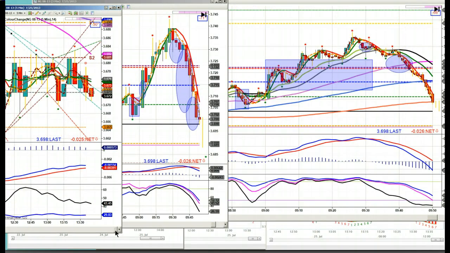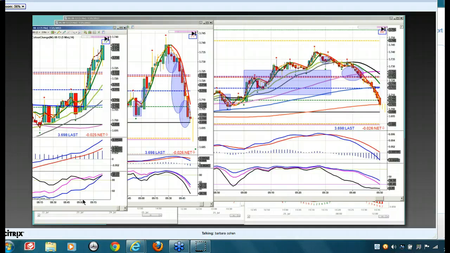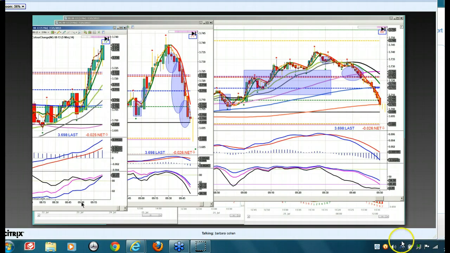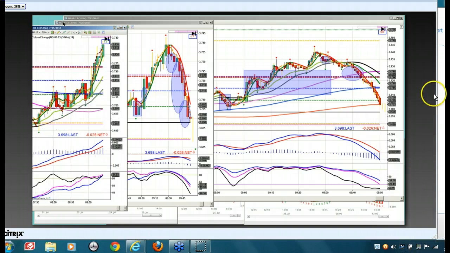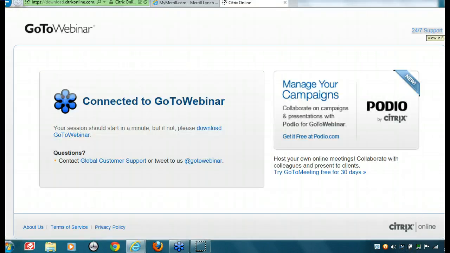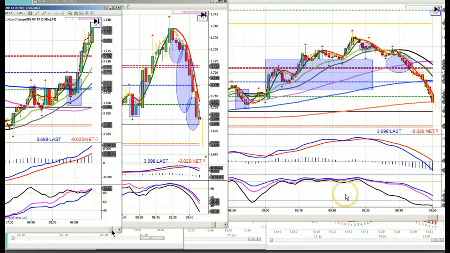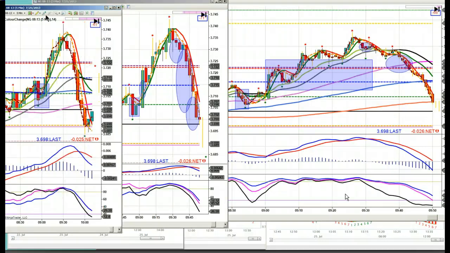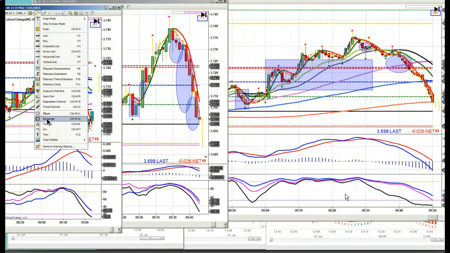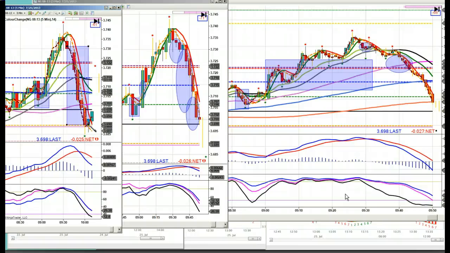Can you see the difference between our 9 o'clock move, our 8:50 to 9 o'clock move, and our 10 o'clock move? What's the difference?